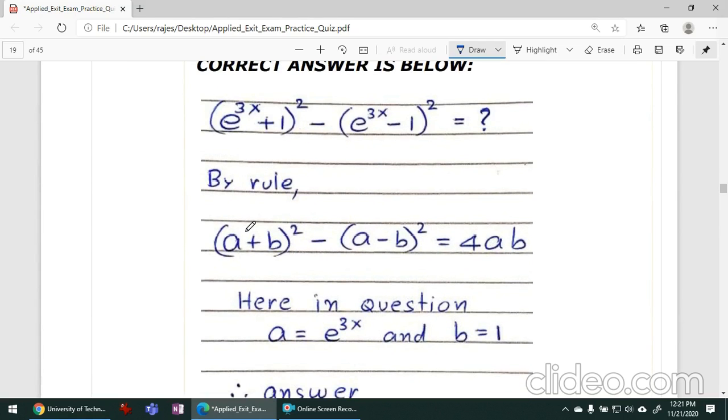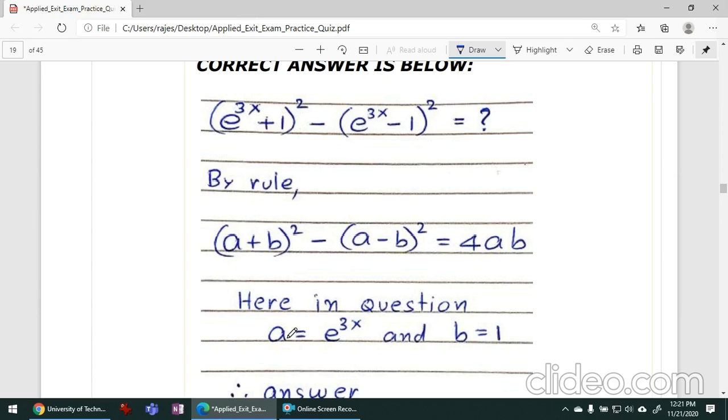Now we have a rule. (a plus b) whole square minus (a minus b) whole square equals just 4ab. Now see our question and the rule. What is a? e power 3x. What is b? 1. So here you have a plus b and here you have a minus b. What is the answer? 4ab.